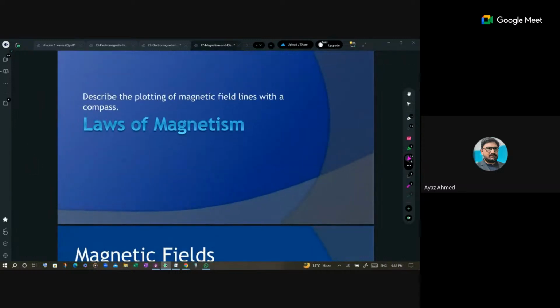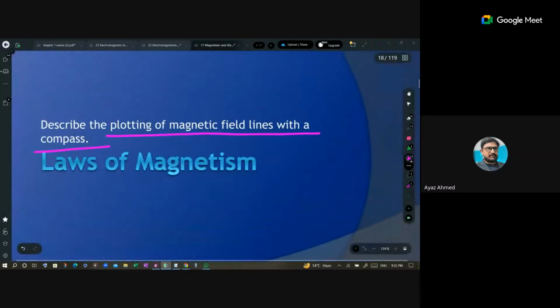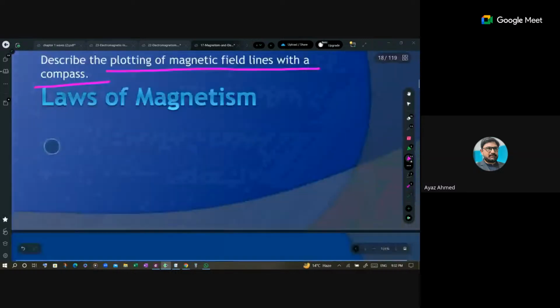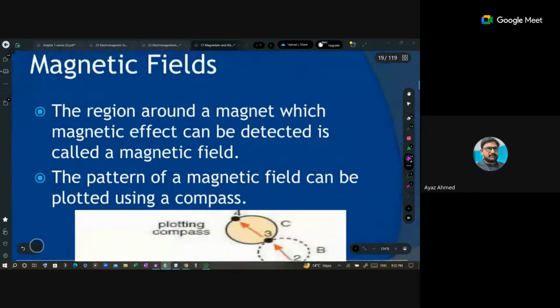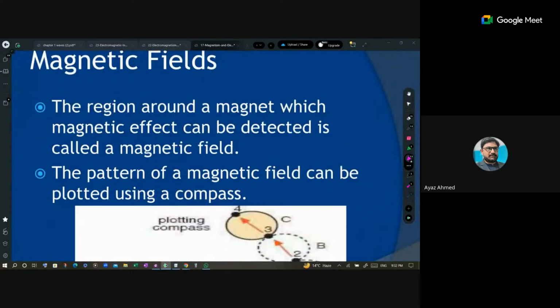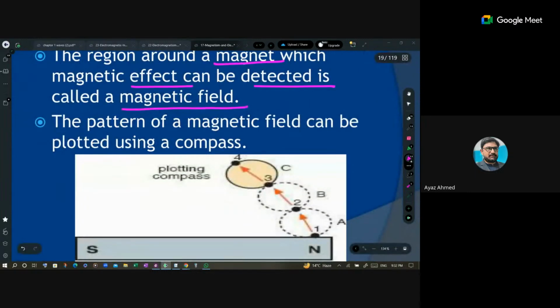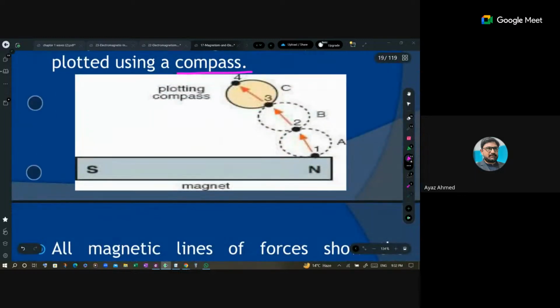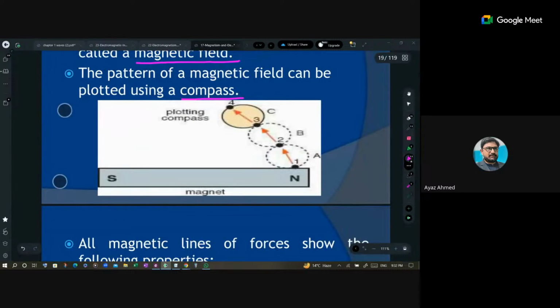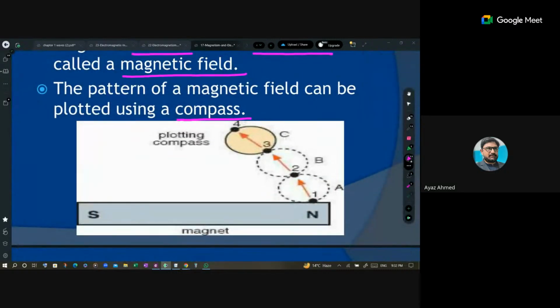Then this describes the plotting of the magnetic field. This is also a very important and examiner-favorite topic: drawing the magnetic field. So how do we draw it? The magnetic field is the region around a magnet in which the magnetic effect can be detected. That is called a magnetic field. The pattern of the magnetic field can be plotted by using a compass. This is a very detailed slide.